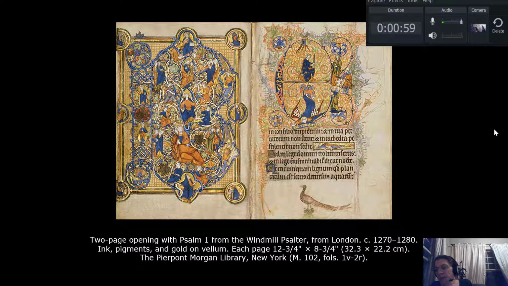The opening pages of the Windmill Psalter portray the tree of Jesus, a genealogical story of Jesus' ancestors from Isaiah, and the elaborate second letter E. Visual puns are intertwined with dense ornamental tendrils.